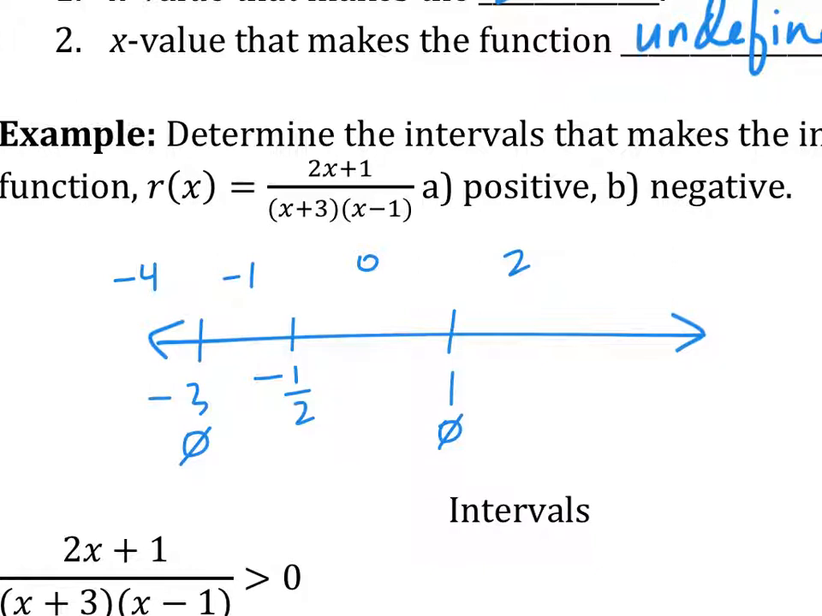Negative 4. If I put negative 4 in the numerator, is it going to be positive or negative? Negative. I'm going to put a sign here. If I put negative 4 in x plus 3, is that positive or negative? Negative. If I put negative 4 in x minus 1? Negative. Negative divided by negative, negative. So basically 3 negatives. 3 negatives makes positive or negative? Negative.